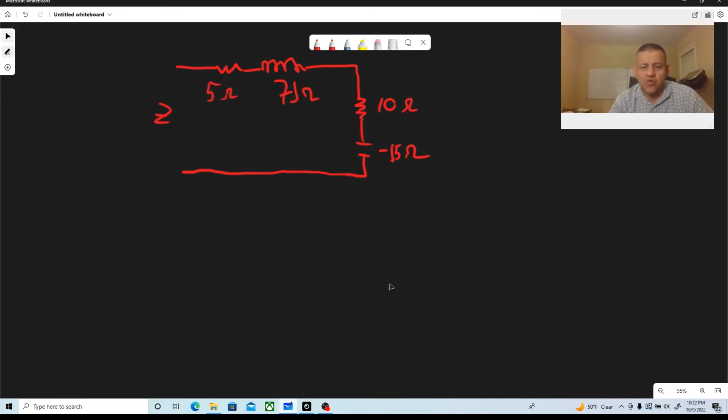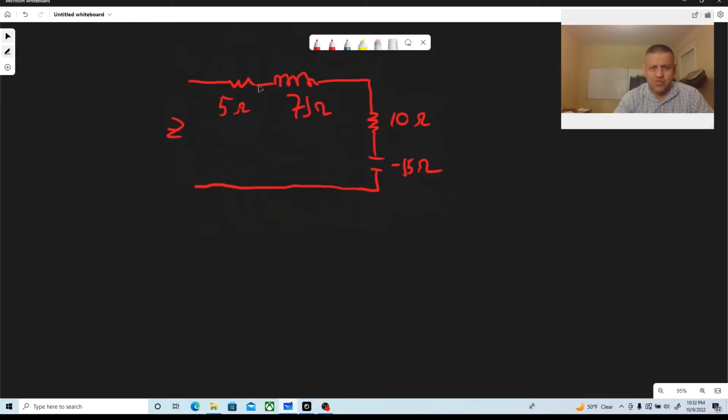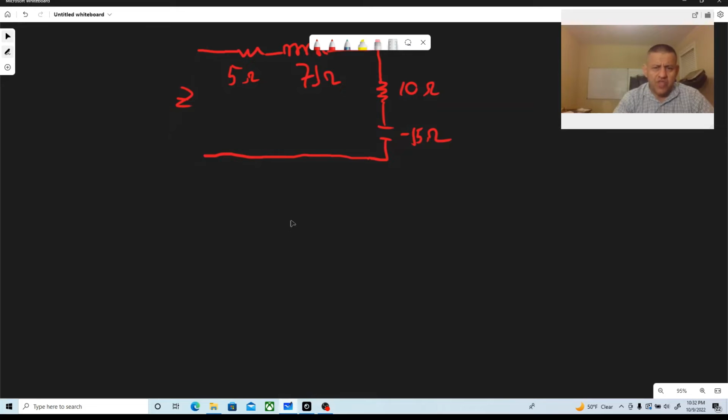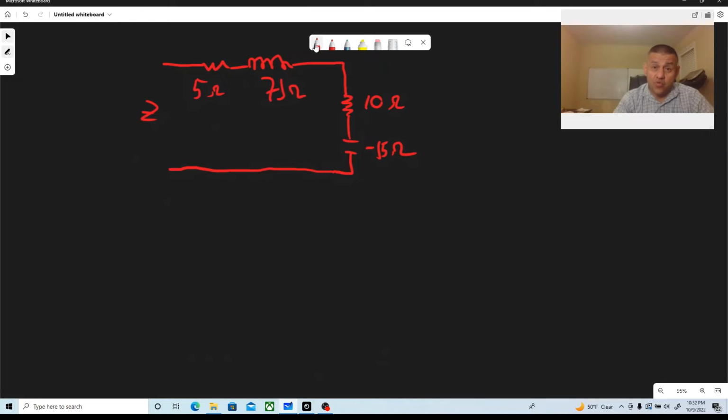In this case, we know that this is in series, so we can add this and that, and add this and this, right? They are already in the rectangular form, so we can add them. We're looking for the polar form. So with that being said, let's get started.